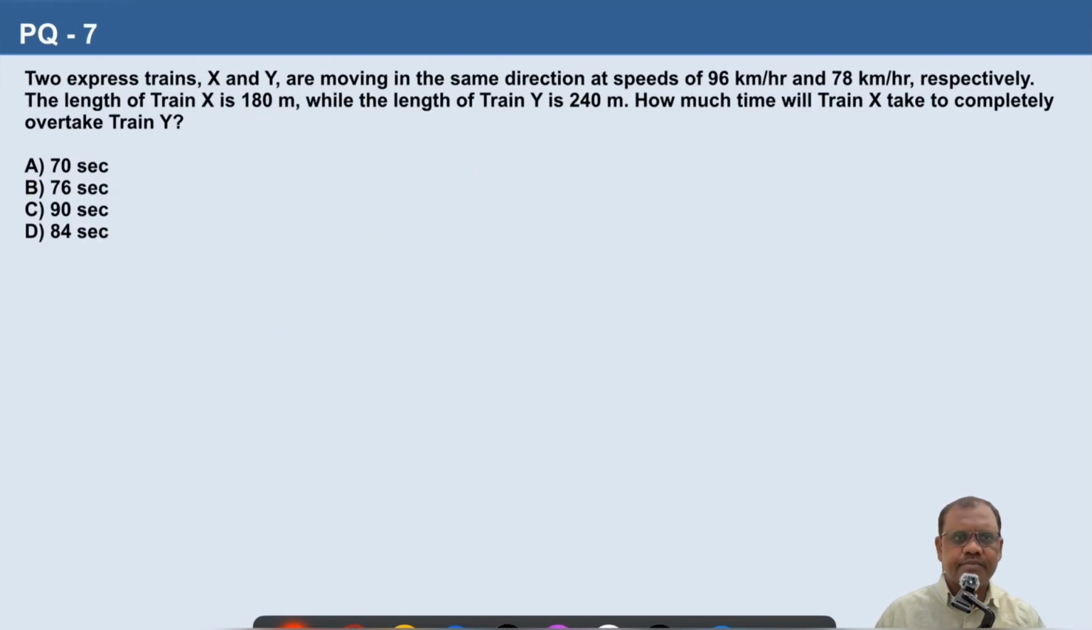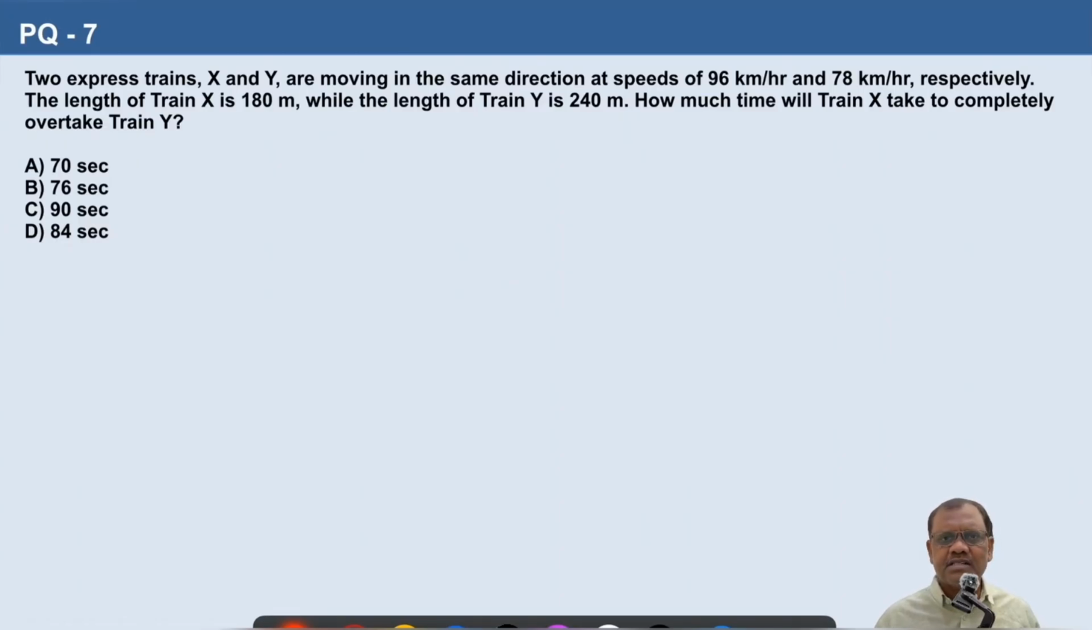Question number 7. Two express trains X and Y are moving in the same direction at speeds of 96 kilometers per hour and 78 kilometers per hour respectively. The length of train X is 180 meters while the length of train Y is 240 meters. How much time will train X take to completely overtake train Y? Here both the trains are moving in the same direction.